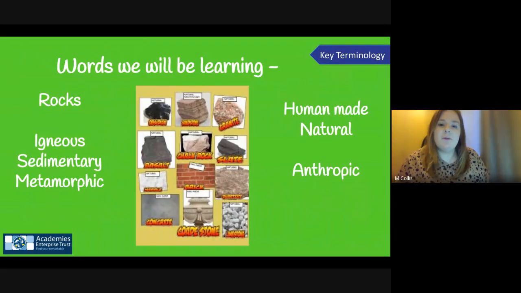The key vocabulary, the key terminology that I want you to be able to use in this lesson, especially when you get to the thinking and explaining tasks, are rocks, igneous, sedimentary, metamorphic, human-made, natural, and anthropic. Some of these words you may know already, and some you may not. You may think, what planet is Miss Collis on? I don't know what that word means. But do not worry, as we will explain them as we move on through the next few slides.